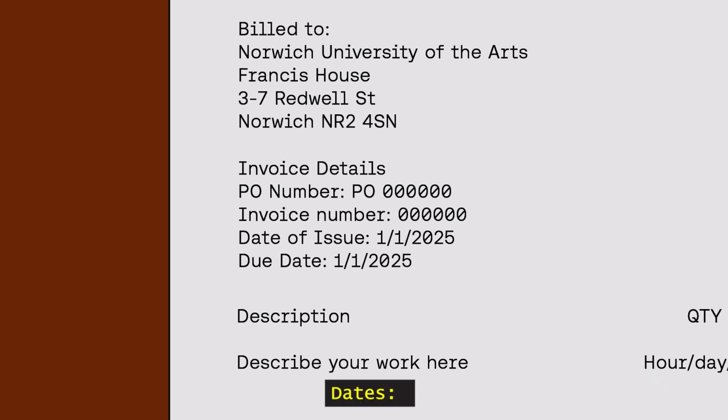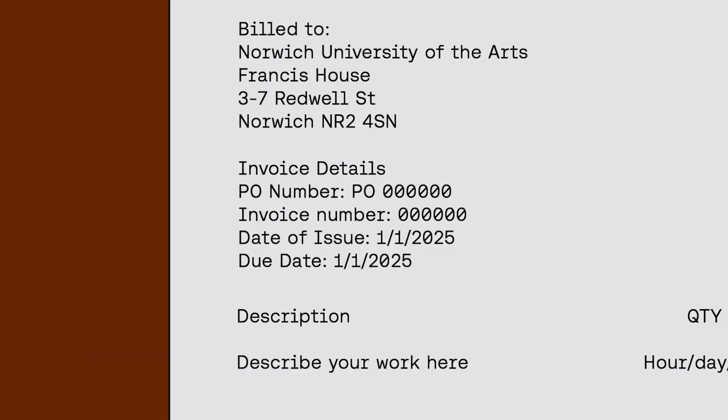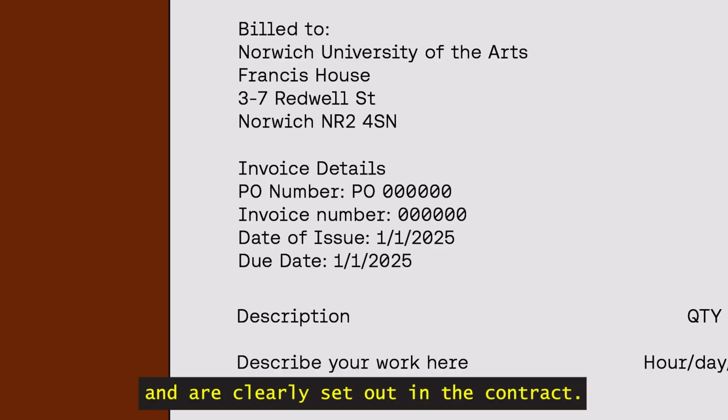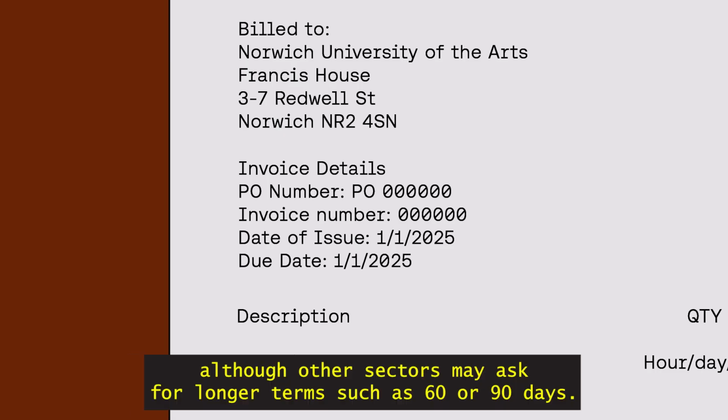Dates. Clearly state both the date the invoice is issued and the date payment is due. Make sure payment terms are agreed before you begin any work and are clearly set out in the contract. In the UK, 30-day payment terms are common in the creative industries, although other sectors may ask for longer terms, such as 60 or 90 days.